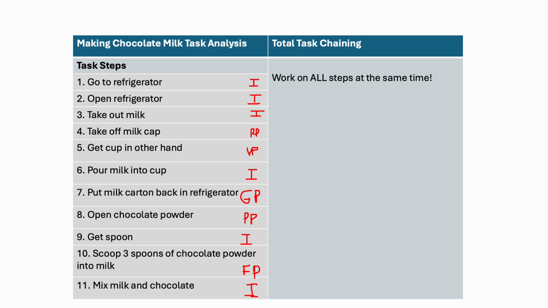So that's one of the benefits of total task chaining, that they are coming into contact with that natural reinforcer at the end, or it could be a conditioned reinforcer, but in this case it would be the chocolate milk. They have a prepared chocolate milk that now they can drink if they really wanted to. And so that's the difference between forward chaining and total task chaining.